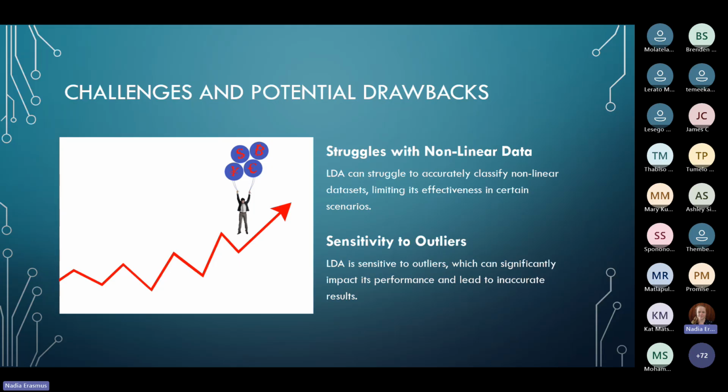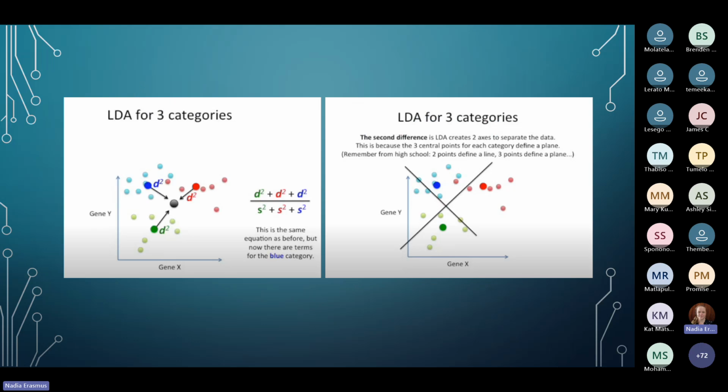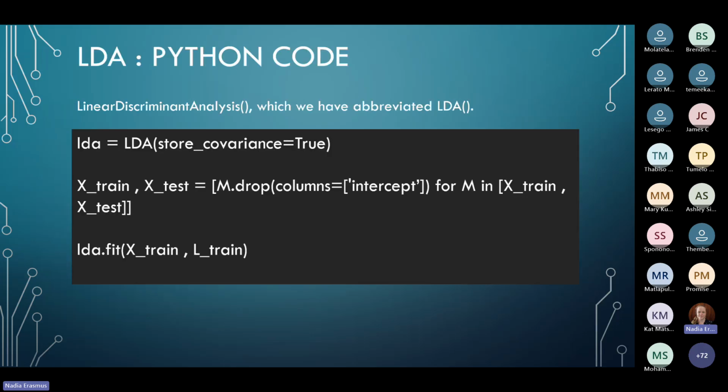Okay, so it does struggle with nonlinear data though, and the outliers tend to skew it. If you look at this one, if there was a red dot in here at the very end of the blue dots, it is going to skew our data for the blue class. So it is very sensitive to outliers. That's why we want to make sure the outliers are correct or removed.